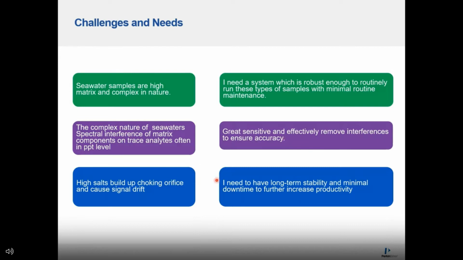Now, the longer you analyze the seawater, you are going to get more salt into your systems, and that could choke up your orifice and cause signal drift. As important as speed of analysis, you would also want to have longer stability despite the complexity of the matrix. So you would like to have some features that will help to improve and ensure long-term stability. We will be discussing how we address these challenges and needs.